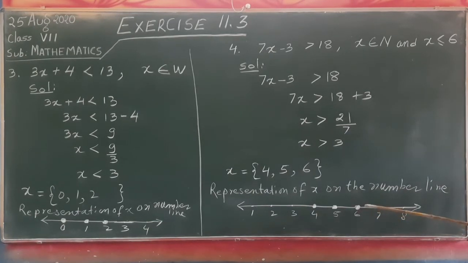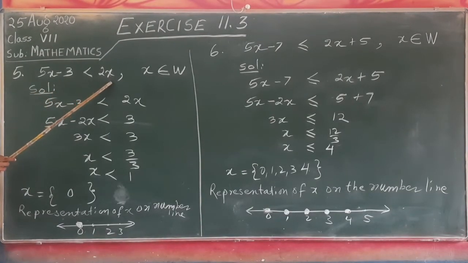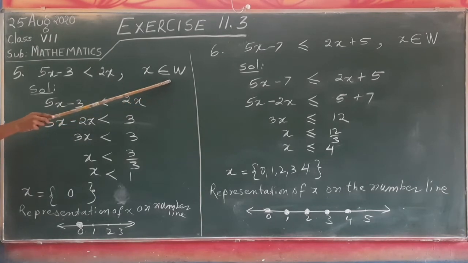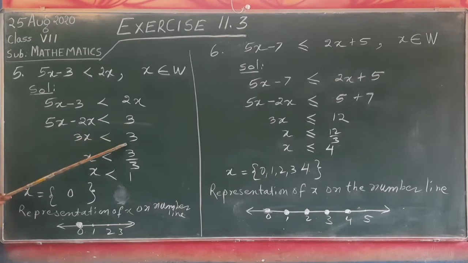The next question says 5x minus 3 is less than 2x and x belongs to whole numbers. Solution. 5x minus 3 is less than 2x. So on transposing, the 2x comes to the left hand side, we get minus 2x. Plus becomes minus, and minus 3 goes to the right hand side and becomes plus 3 on transposing. Now in the next step we get 3x is less than 3.